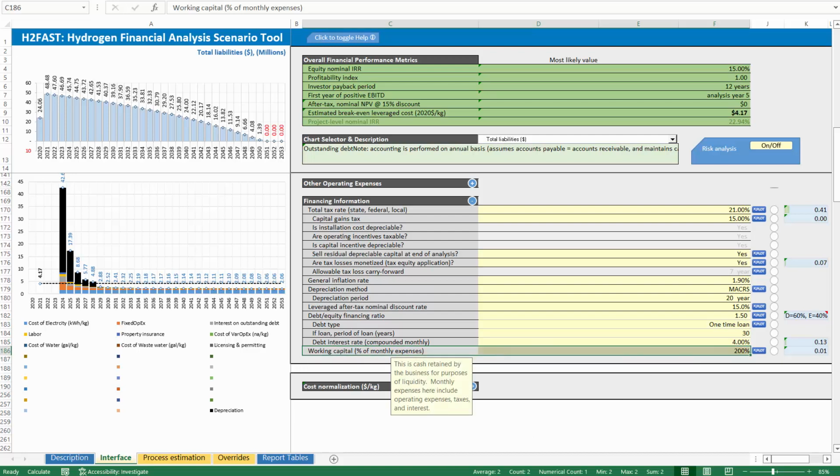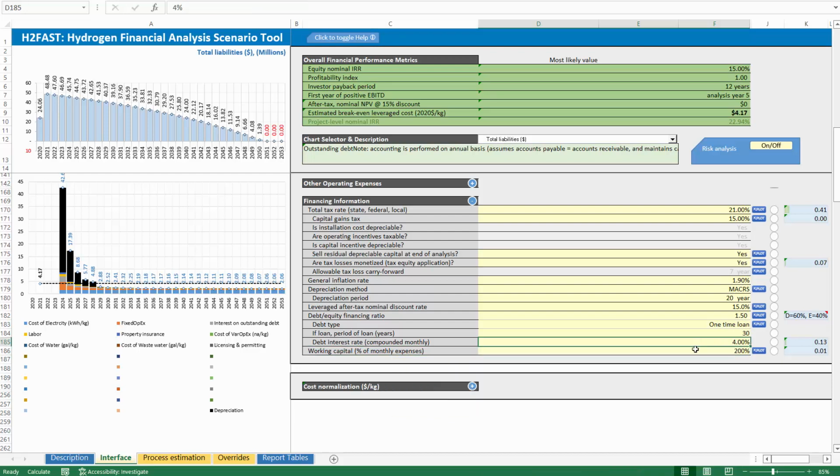Working capital. This is the liquidity that is reserved. There are a couple of ways of looking at this. One is just for operations. You might want to have sufficient cash on hand to pay for wages and operating expenses, and you might want to have at least 1 month's worth of cash on hand.